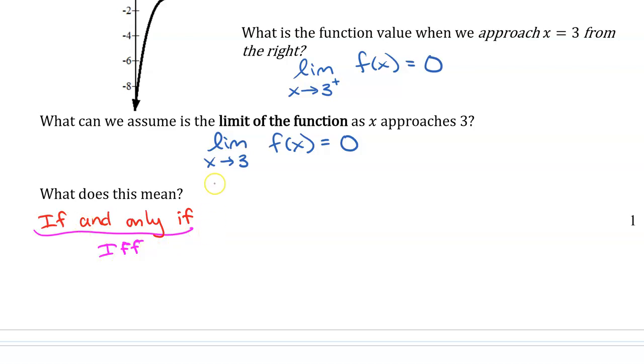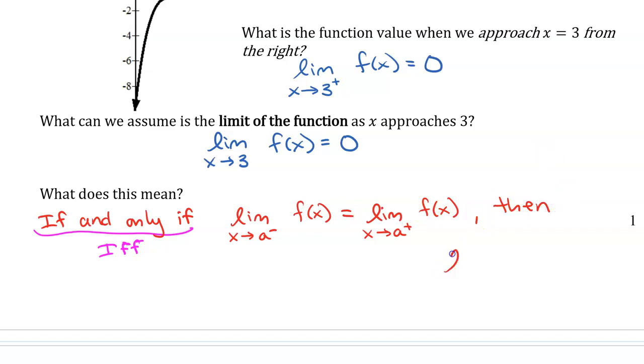So, if and only if the limit as x approaches a from the left is equal to the limit as x approaches a from the right, then we can say that the limit as x approaches a is whatever that limit is. These two limits must be the same number.